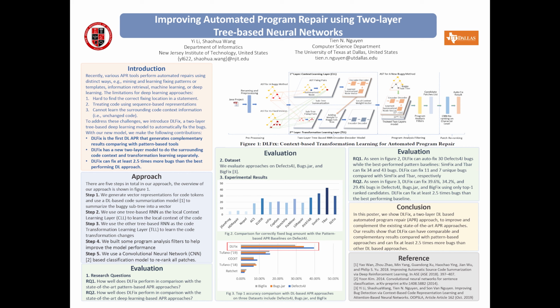Also, our results show that DL-Fix can fix the most bugs in Defects4J, QuixBugs, and BugAID by using only top 1 ranked candidates when compared with other deep learning-based approaches. DL-Fix can fix at least 2.5 times more bugs than the best performing baselines.